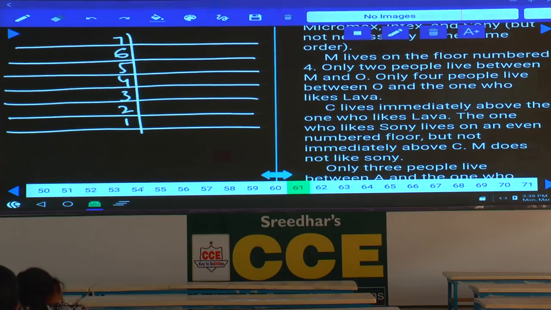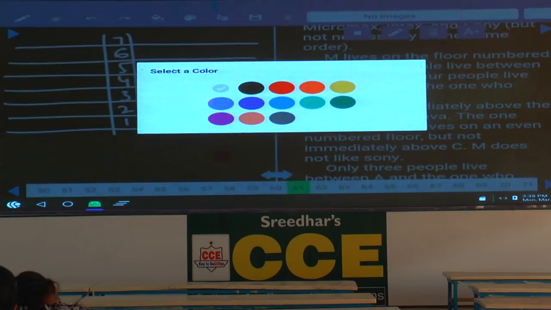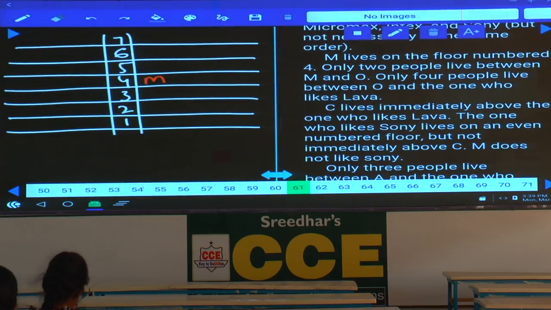Then condition number 1. Now M lives on floor number 4. This is a definite information given. Hence I'm fixing M at this place. And only 2 people live between M and O. As only 2 people live between M and O, how many possibilities can we have? Only 2 people. O can be here, or M is here. O can be here. How many possibilities do we have? Only 2 possibilities.